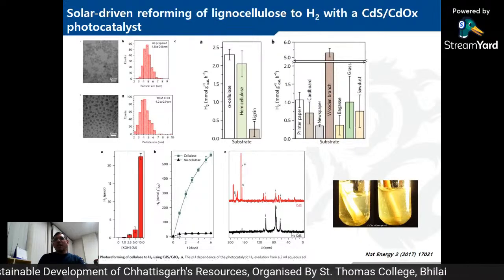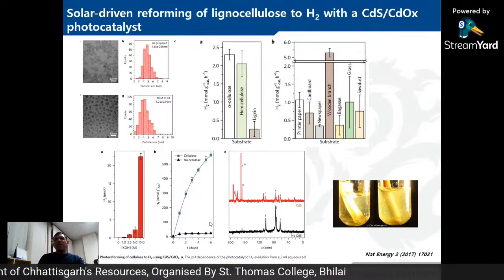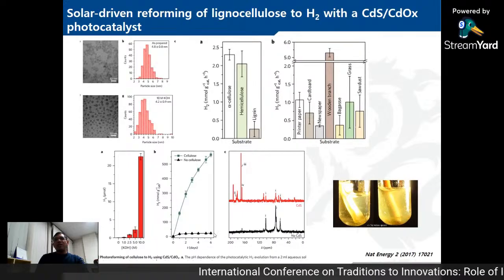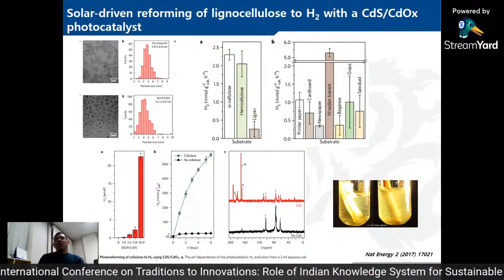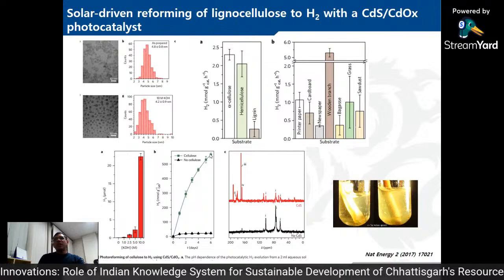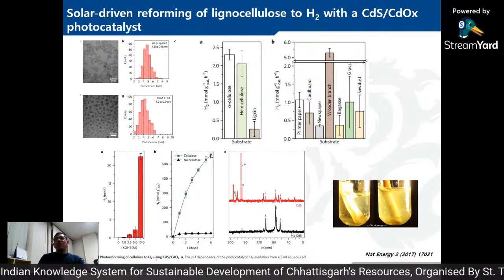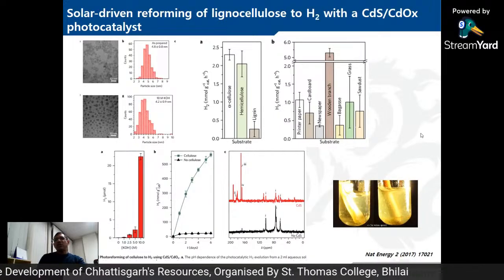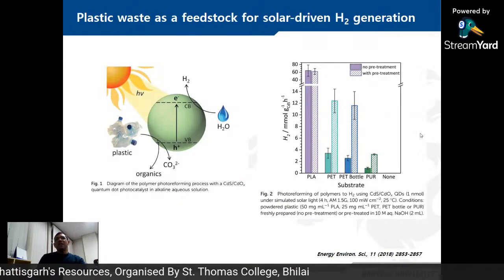With respect to time, like in 6 hours, without cellulose and with cellulose, you can see without cellulose or without wood, the hydrogen generation is very little, comparatively almost nothing. With cellulose as a catalyst or substrate, the hydrogen evolution is very high compared to the light. This was published in a Nature Energy Material publication.